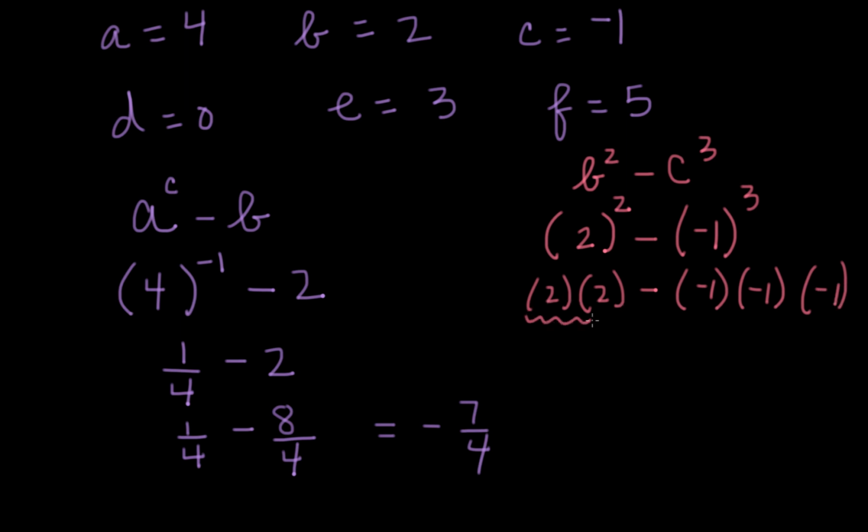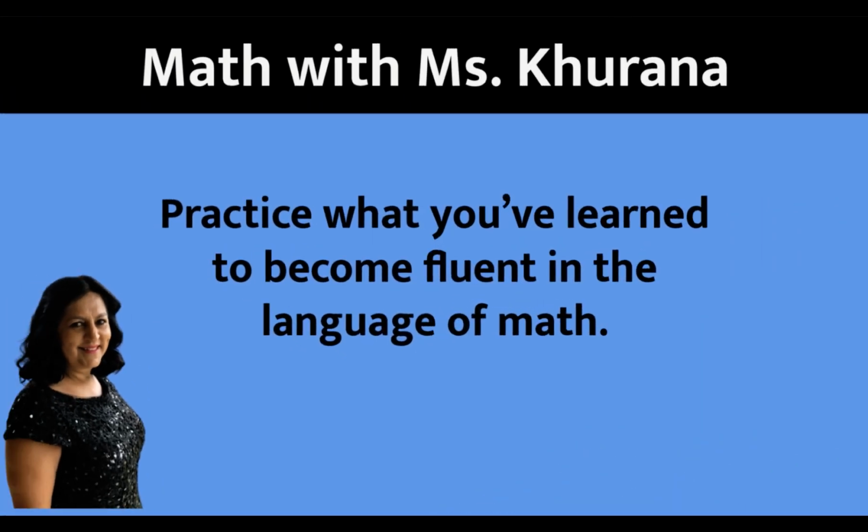So 2 times 2 is 4, minus negative 1 times negative 1 is 1, times another negative 1 is negative 1. 4 minus a negative 1 is the same thing as 4 plus 1. That will give us 5. Remember to practice what you've learned to become fluent in the language of math.